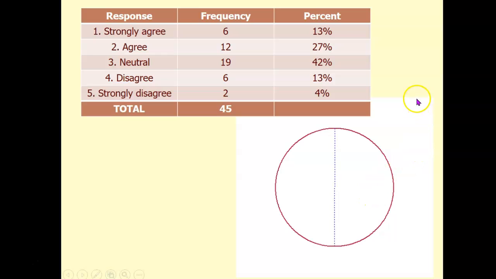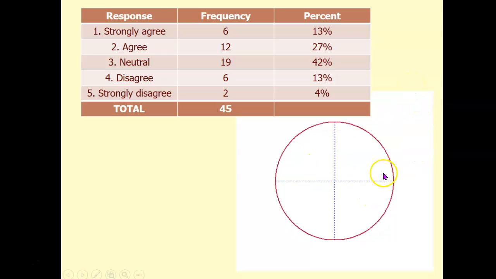half of the circle. Now if we cut it in half the other way, now we've divided the pie up into fourths, into quarters. So each one of these would be 25%. So if any one of these percents was exactly 25%, we'd have our piece of the pie for that one. The 27% is going to be a little bit bigger than one of these quarters. The 42% is going to be a lot bigger than a quarter, but less than a half. And then the others that are less than 25%, they're going to be smaller than one of these.